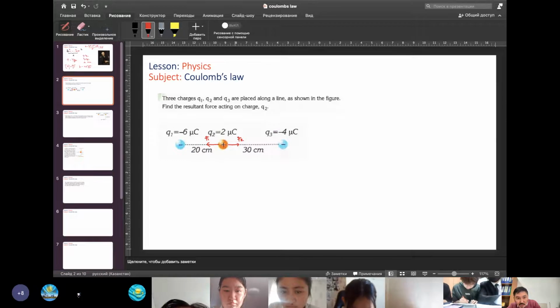So F1 and F2. If I want to find the resultant force, I have to understand which of them is greater. If F1 is greater, of course, then it will be F1 minus F2, or F2 minus F1. Okay. So first of all, let's calculate F1 and F2. You try to do it.